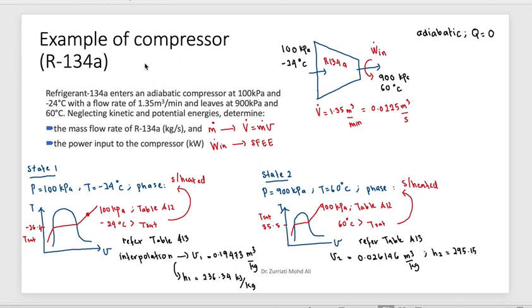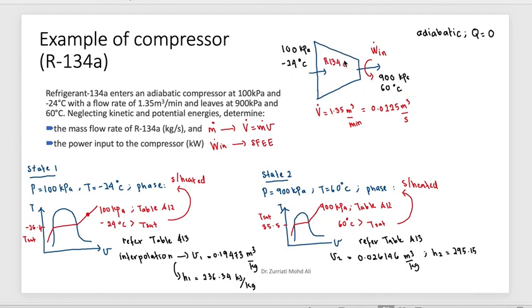This is an example of a compressor, and the substance going through the compressor is R134A, which we consider as a liquid or steam. For this problem, R134A enters an adiabatic compressor. The word adiabatic means that the heat is equal to 0. There is no heat in and no heat out. The pressure at the entrance of the compressor is 100 kilopascal with a temperature of negative 24 degrees Celsius.